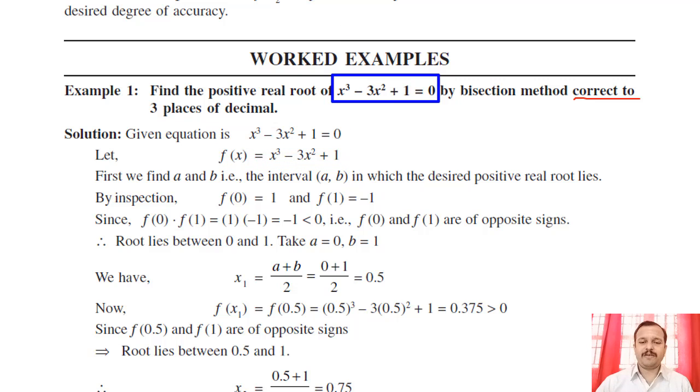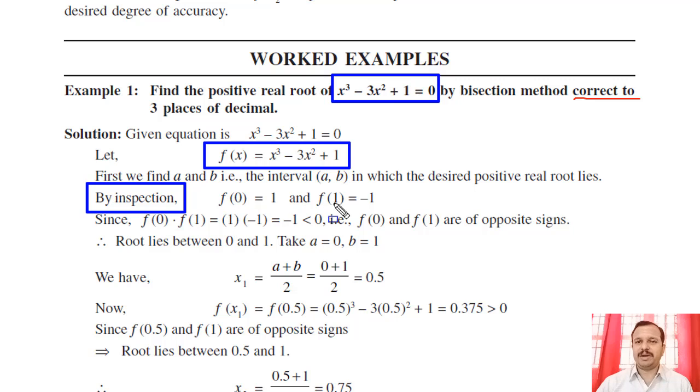After taking it as f of x, we have to find out a and b, that is the interval a comma b, in which the desired positive real root exists. So how will it be done? It will be done by the bisection method, as I have told you earlier. What is to be done for that? Choose 0 and 1. See, I have taken 0 and 1. a is 0, b is 1.